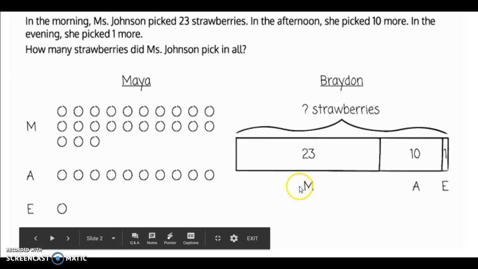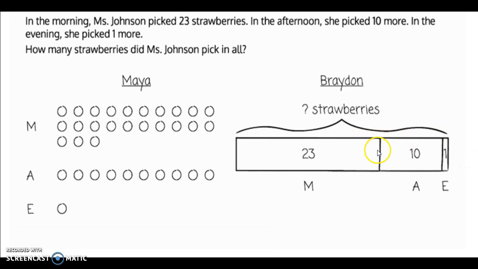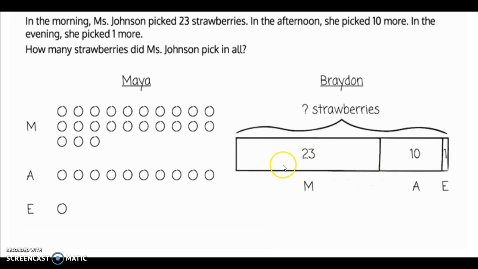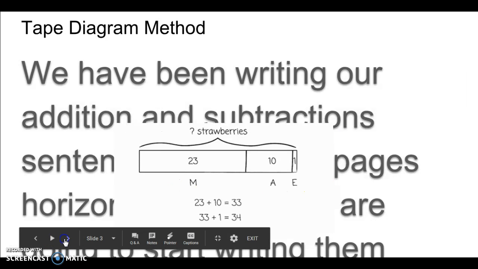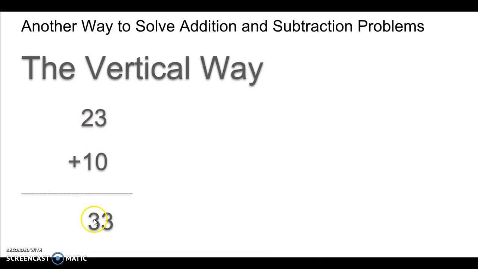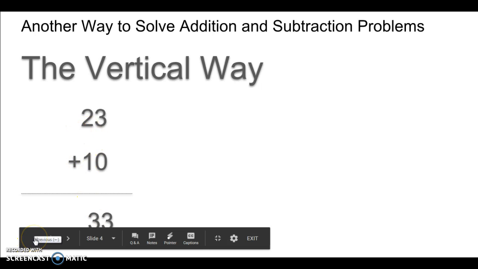Over here, Braden used the tape diagram method. We practiced using that method. He drew a tape diagram, and he wrote all the numbers down. And then your job would be to add all of them up. We're going to look at how Braden would have solved this tape diagram. He would have taken 23 plus 10, which gave him 33, and then added the 1.